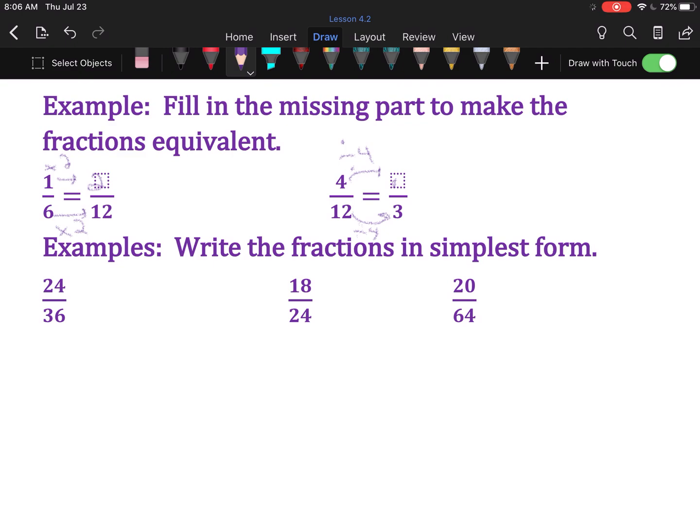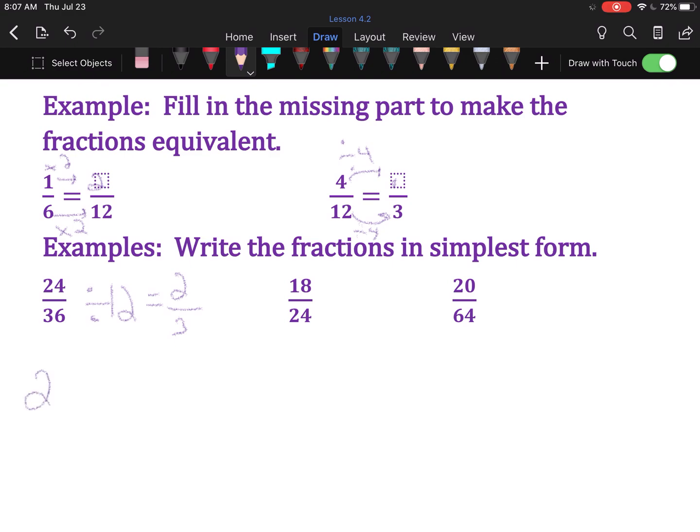To simplify, write these fractions in simplest form, all we need to do is say, okay, ideally, what's the biggest number I can divide both 24 and 36 by? So let's say you realize that the biggest number we can divide them both by is 12. So I'm going to divide both of those by 12. 24 divided by 12 is 2. 36 divided by 12 is 3. 2/3 is simplest form, because 2 and 3 can't be divided by anything.